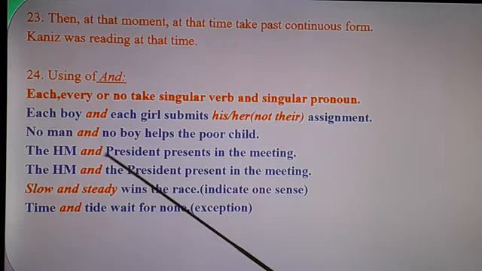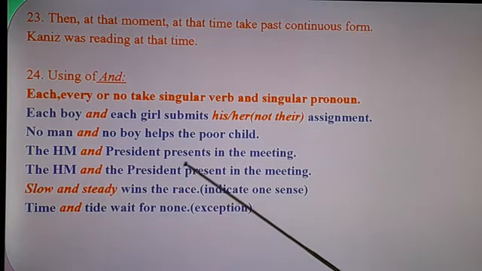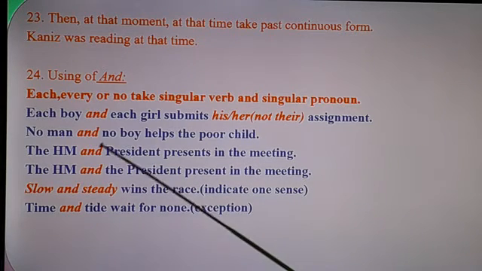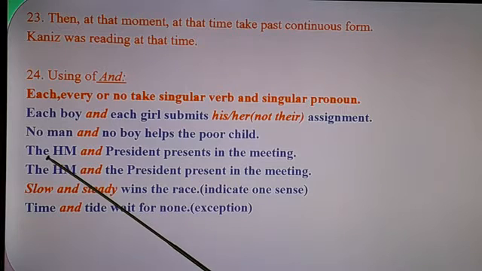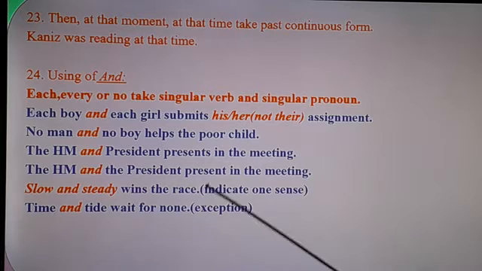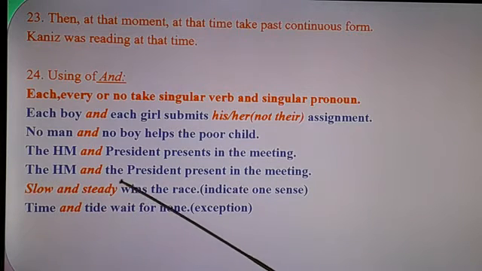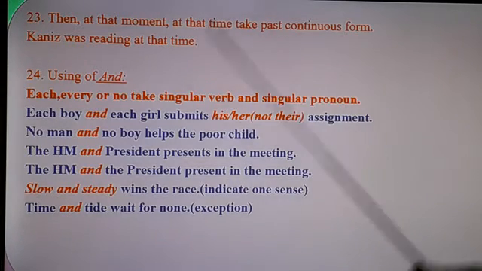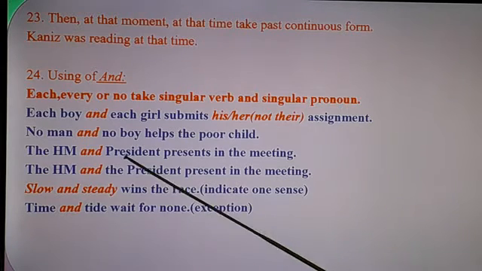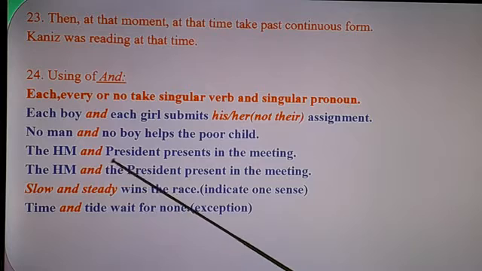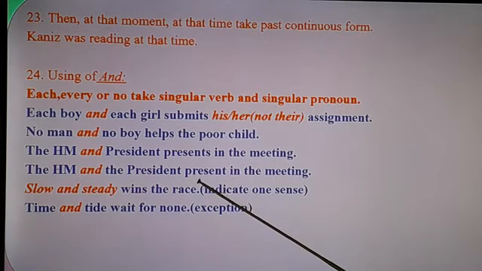Dear learners, have a look. The headmaster and president is present in the meeting. Here "the headmaster and president" indicates the same person. That is why it is third person singular, and that's why I add s at the end of the verb. Look at the second one, the headmaster and the president are present in the meeting. That is, the headmaster and the president are two separate, individual persons. And how do you identify it? You will look if there is the article "the". If you find this word, that indicates there are two persons.